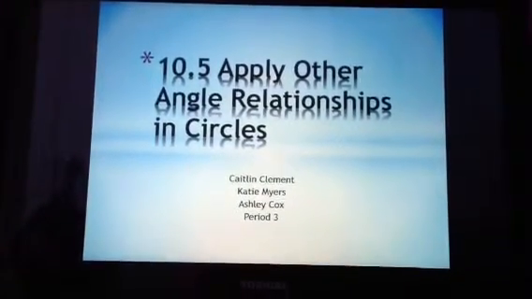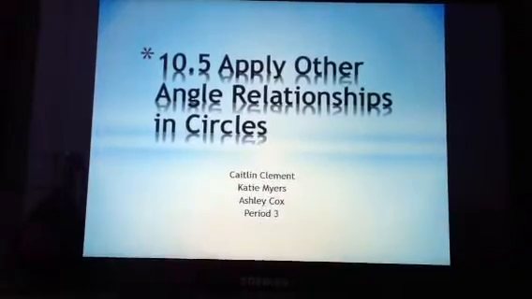This is lesson 10.5. Apply other angle relationships in circles.